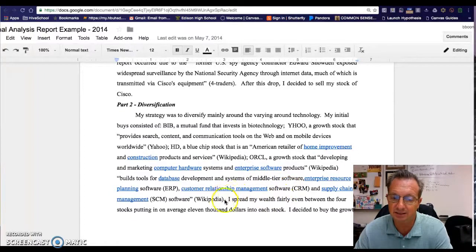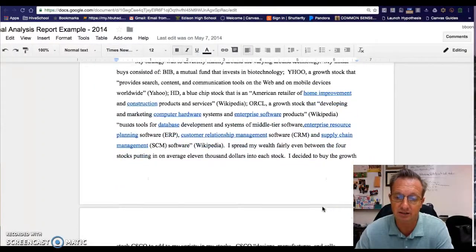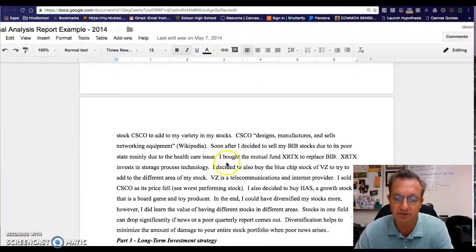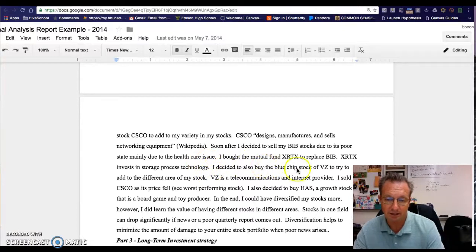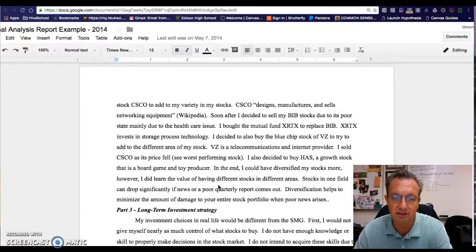I would say he didn't really spread his wealth evenly because he has a lot of technology stocks. He should have probably branched out into some other areas. I like how he did finally in this paragraph look at Verizon and how that's a telecommunications network provider. So those are the kinds of things you need to report back to me.